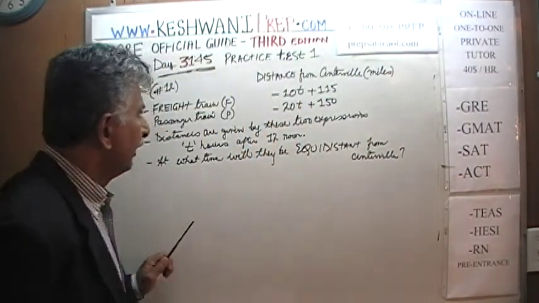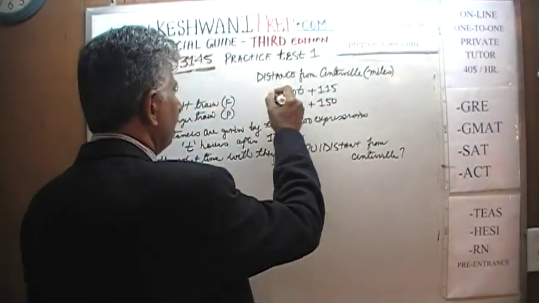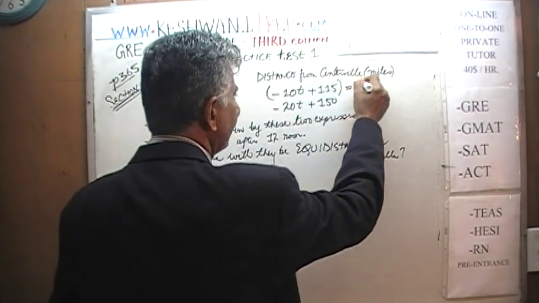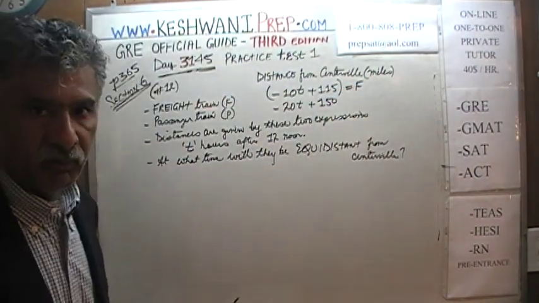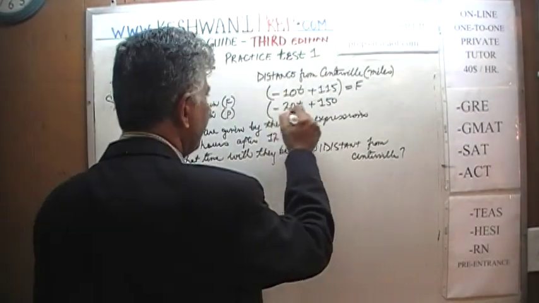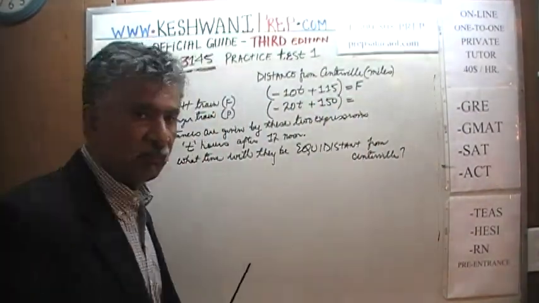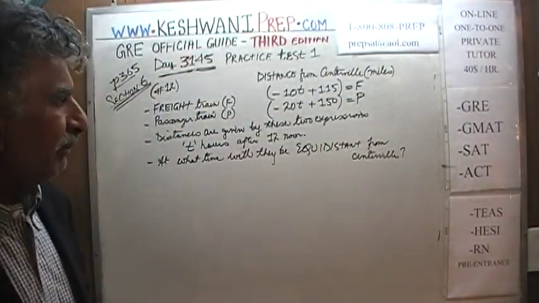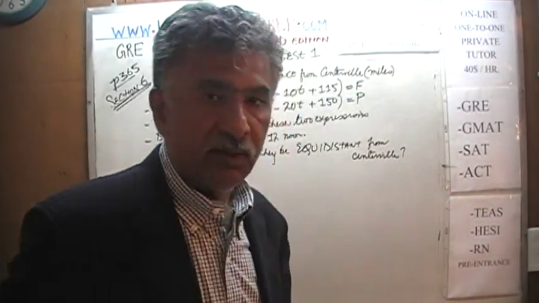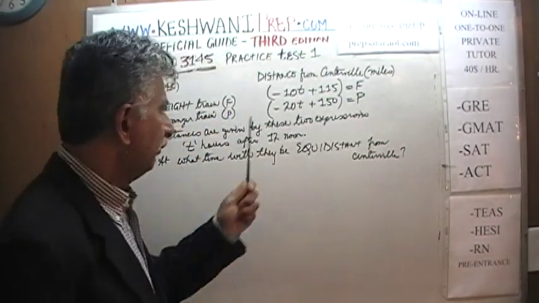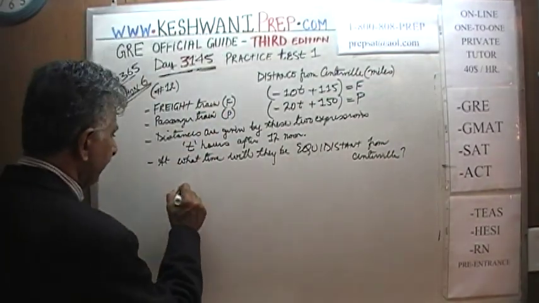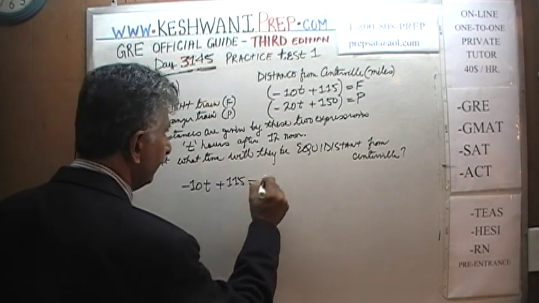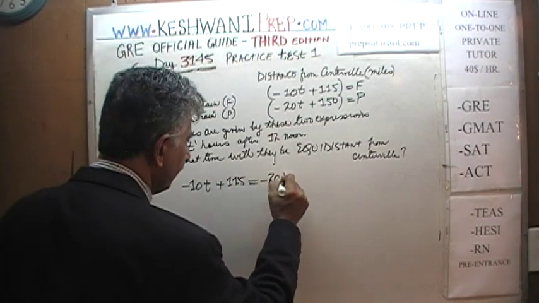Since this expression indicates the distance train F is away from Centerville, and this expression indicates the number of miles that train P is away from Centerville, P being the passenger train and F being the freight train, if we want them to be equidistant, of course, we make them equal. So we have negative 10t plus 115 equals negative 20t plus 150.